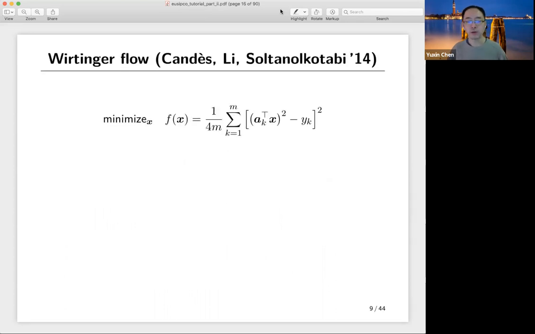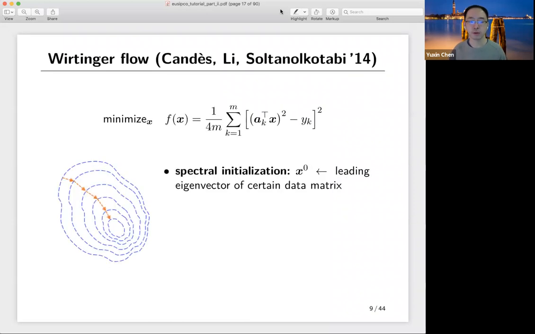All right, okay, so motivated by this non-convex formulation, about 6 years ago, Emmanuel Candès's group proposed a famous algorithm called Wirtinger flow in order to solve this problem. So the idea is very simple. Given that this is a non-convex formulation, what we are going to do is to split the algorithm into two stages. In the first stage, I'm going to find a smart initialization to start this algorithm.